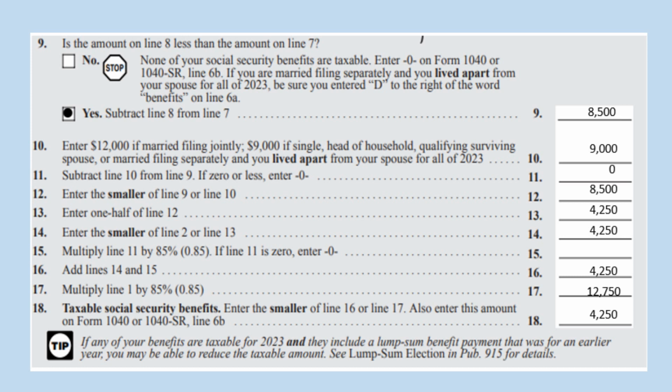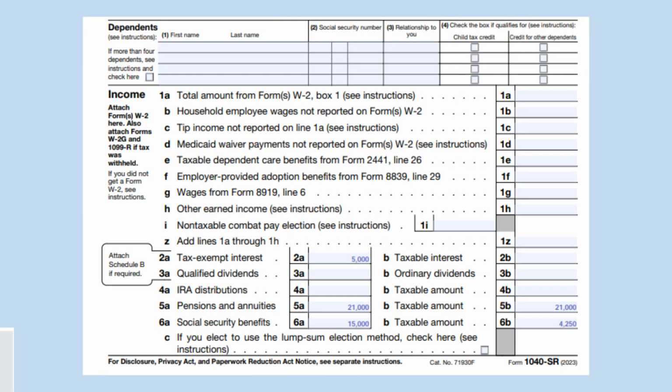On line 12, enter the smaller of line 9 or 10, which will be $8,500. Enter 1/2 of line 12 to arrive at $4,250 on line 13. On line 14, enter the smaller of line 2 or line 13, which will be $4,250. Multiply line 11 by 85% on line 15, which will be 0. Add lines 14 and 15 on line 16 to arrive at $4,250. Multiply line 1 by 85% to arrive at $12,750 on line 17. On line 18, you'll enter the smaller of lines 16 or 17, which will be $4,250. This is the taxable amount of your Social Security benefits. You're going to enter this amount on line 6B of your return.